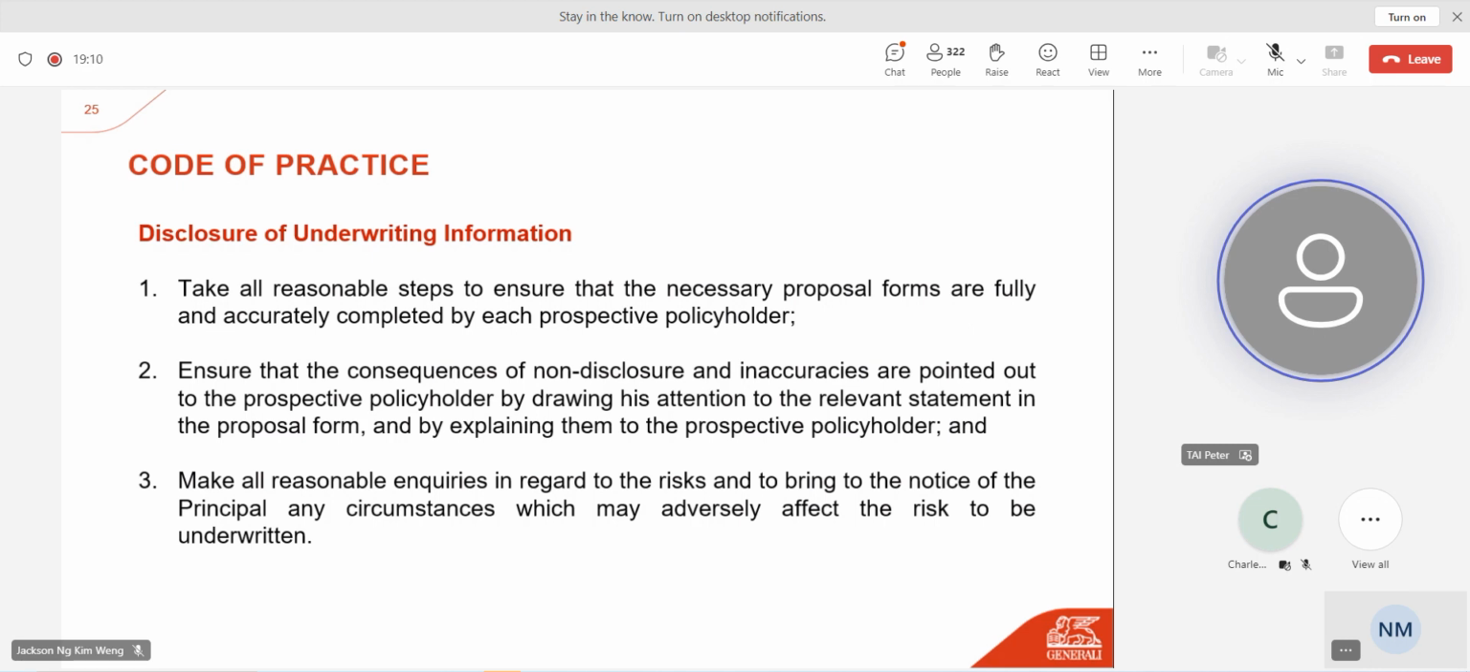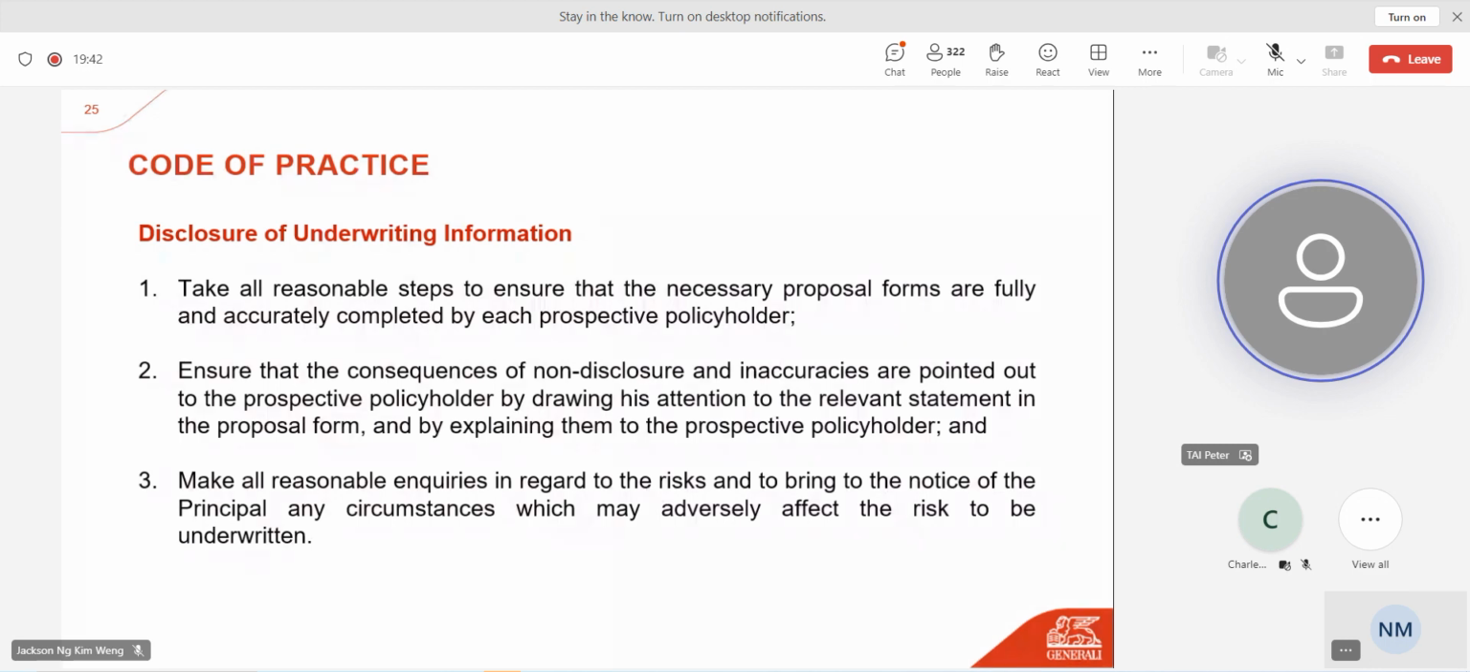Ensure that the consequences of non-disclosure and inadequacy are pointed out to the prospective policyholder, drawing attention to the relevant statement in the proposal form by explaining it to them. Meaning number 2 is basically saying that if you do not disclose honestly, if you do not tell us your material facts, then your policy may have complications when it comes to a claim. Make reasonable inquiries in regard to the risk, and bring to the notice of the principal any incident which may adversely affect the risk to be underwritten.